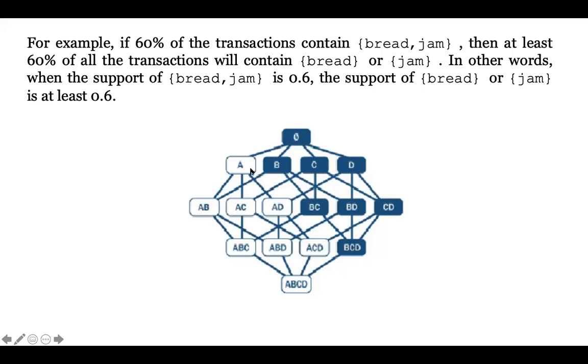See the relationship now. A is having the relationship A, B, A, C, A, D. Then B is having the relationship B, C, B, D. C is having C, D. So like this, the combination of these transactions are there.